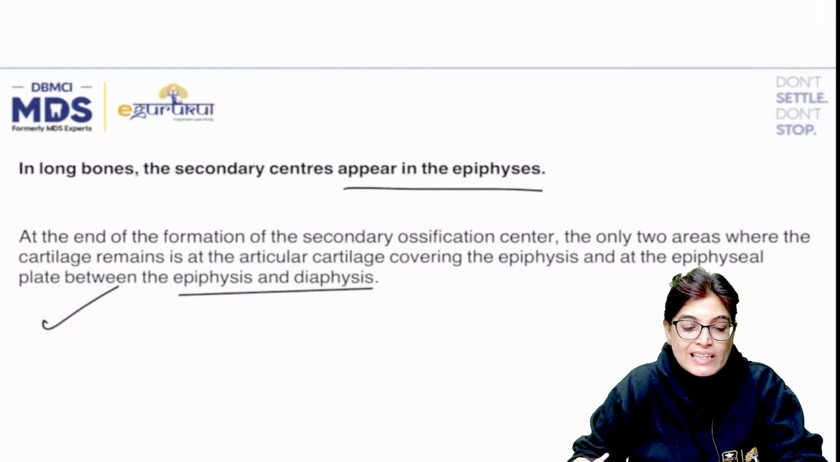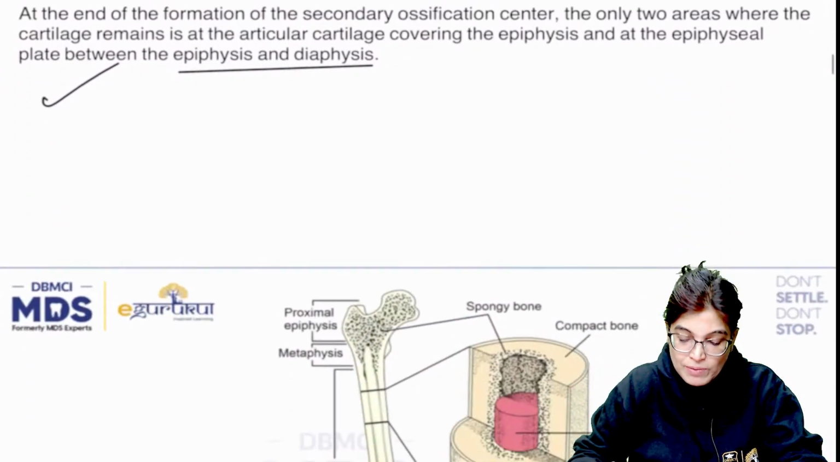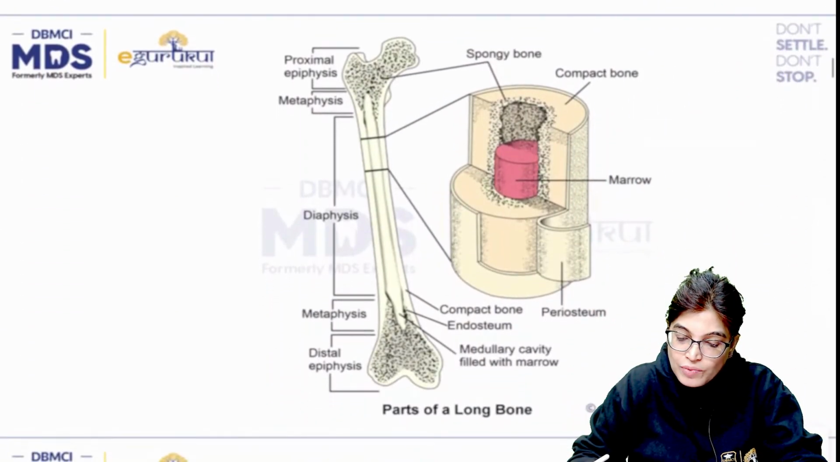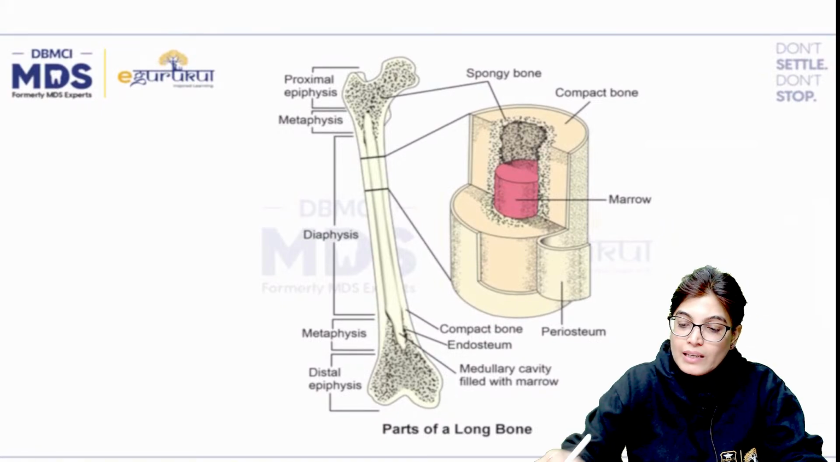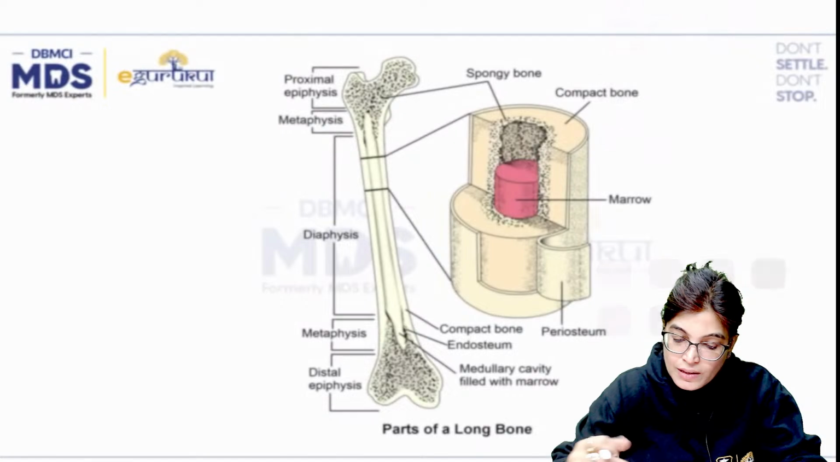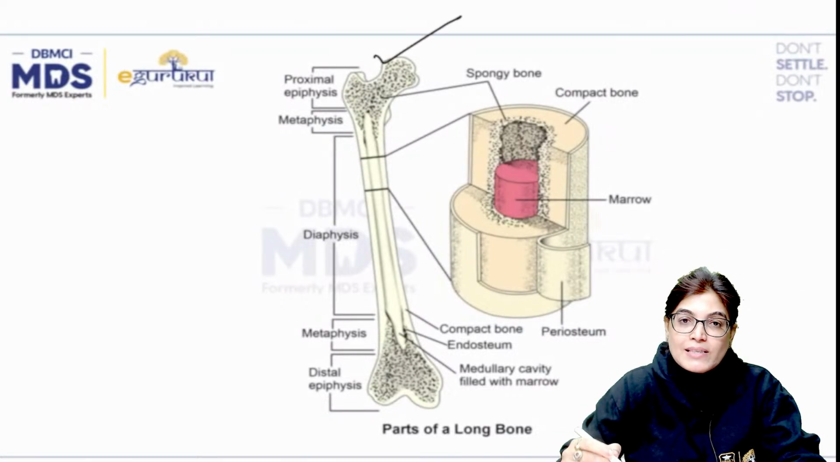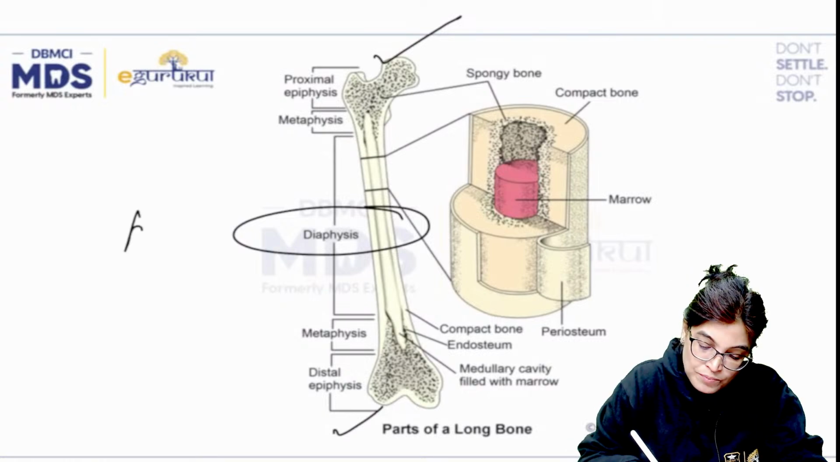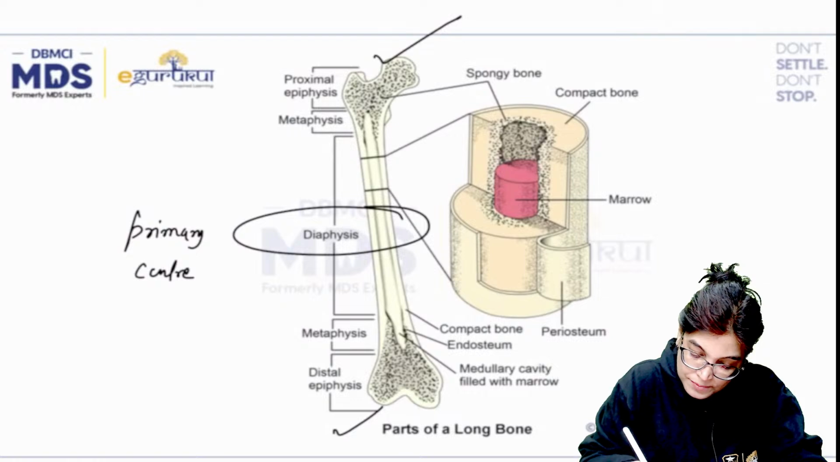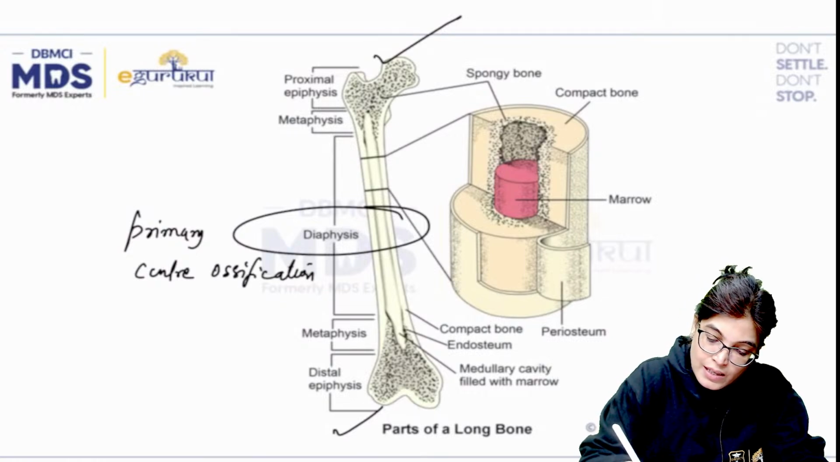So that is important. That is, at the ends of the bones we have got the epiphysis. Now, this is the part of a long bone in which you can clearly see here in this diagram that this is the proximal epiphysis, this is the distal epiphysis, and this is the diaphysis, which is the location of the primary center of ossification. This epiphysis will be the location of the secondary center of ossification.